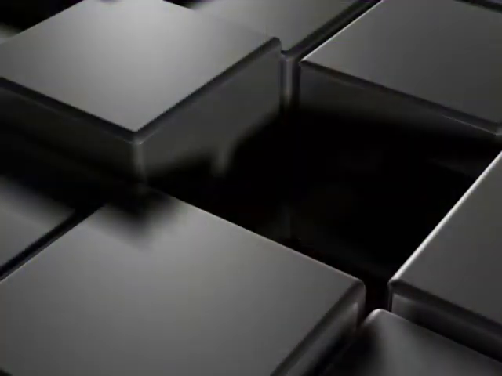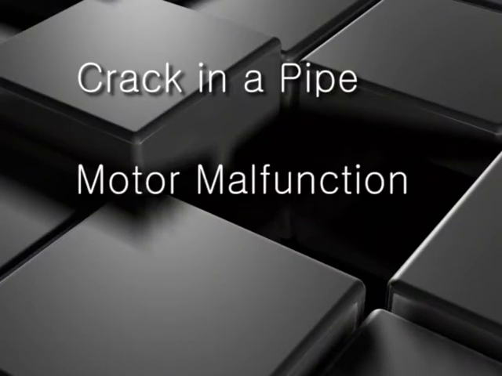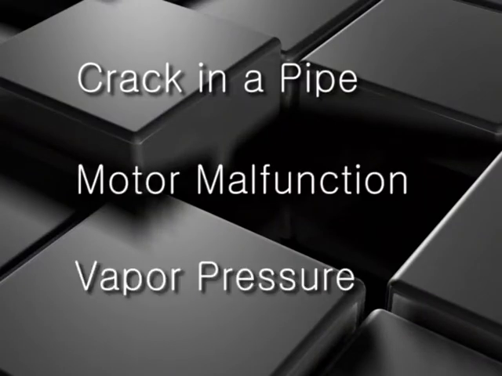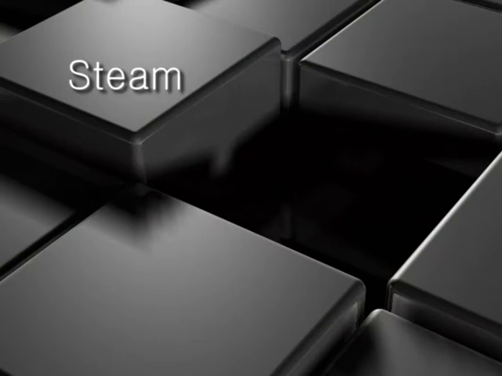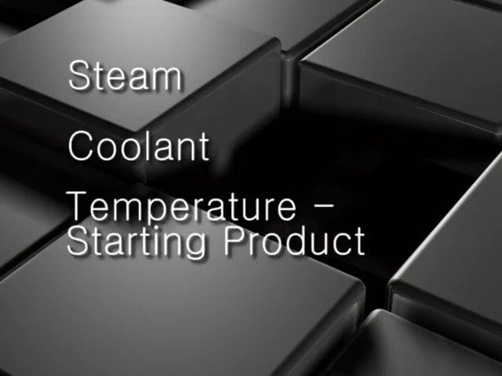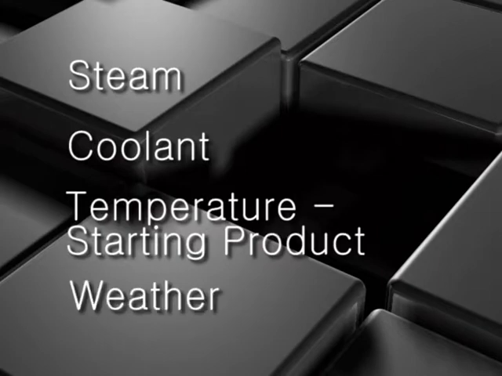Some things that will alter pressure include cracking a pipe, motors malfunctioning, and the vapor pressure of your liquid if you're dealing with distillation. Some things that can alter temperature include the amount of steam, the amount of coolant, temperature of starting product, and the weather if you are subjected to that.